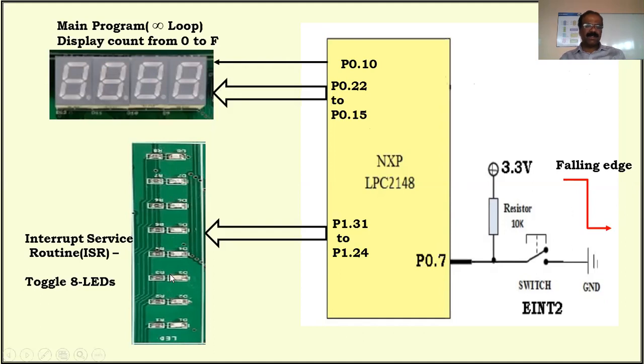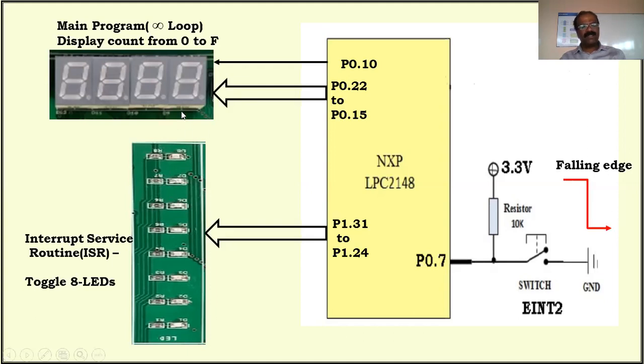Now in this example, I consider the 8 LEDs. If it is on, you have to make it off. If it is off, you have to make it on. Then after completion of this job, go back and continue this task. It keeps on doing this task. Once you press the switch, start this, then after completion of this, go back. Understood these things? It's the main program. The main program must be an infinite loop.